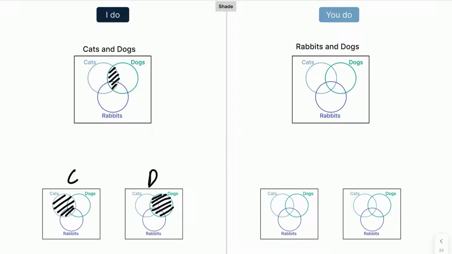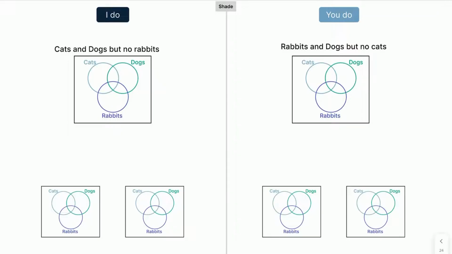Now hopefully press pause and have a go at the one on the right. So again, you can look at it as rabbits and dogs. And if I compare the two, they both overlap in this bit right here. So that means I'm shading all of this bit.